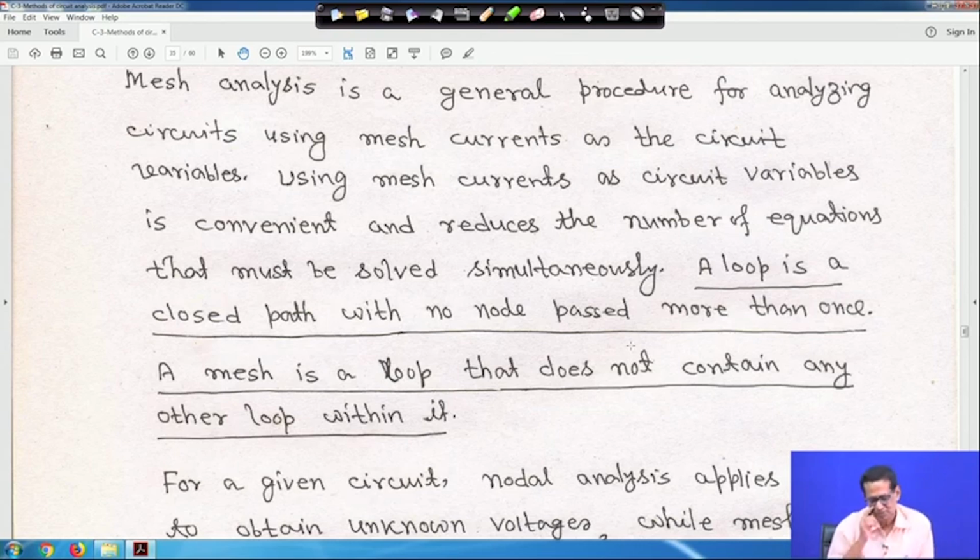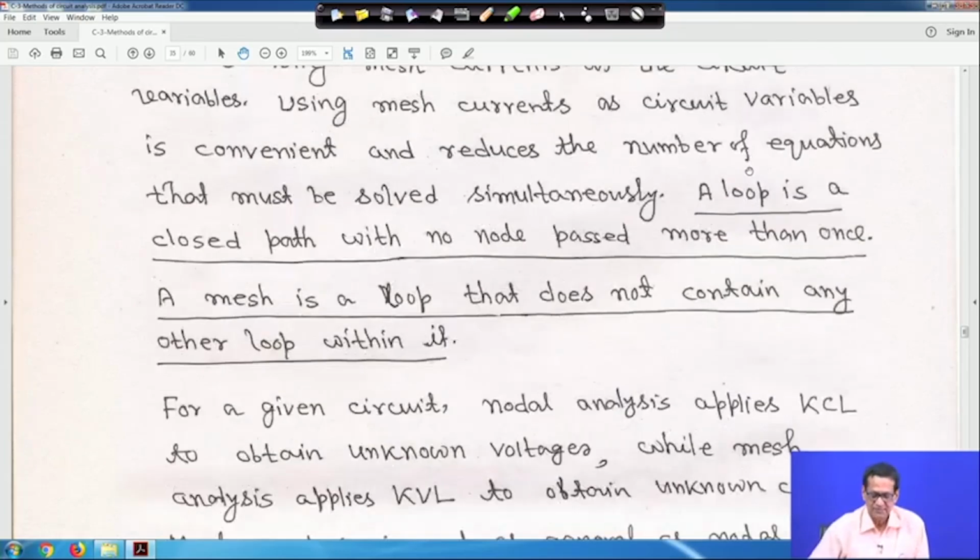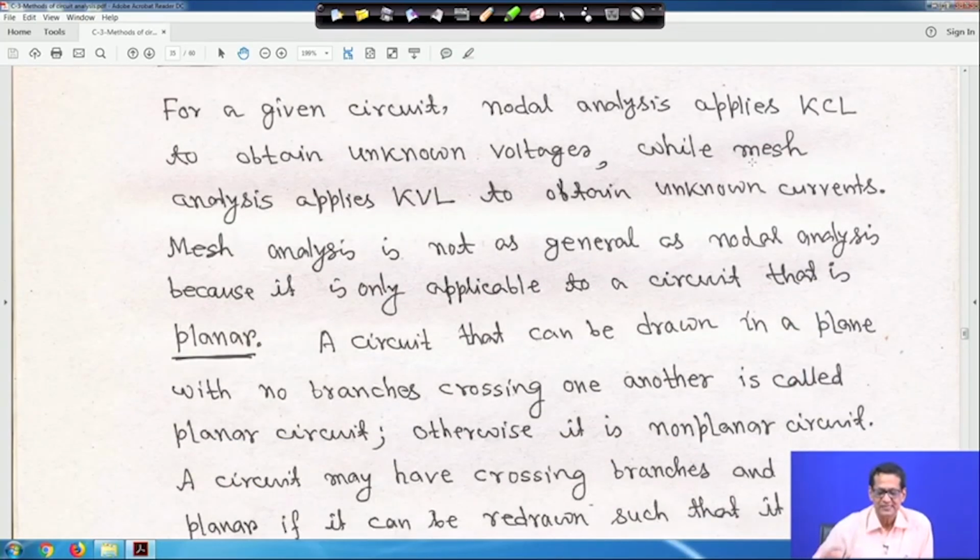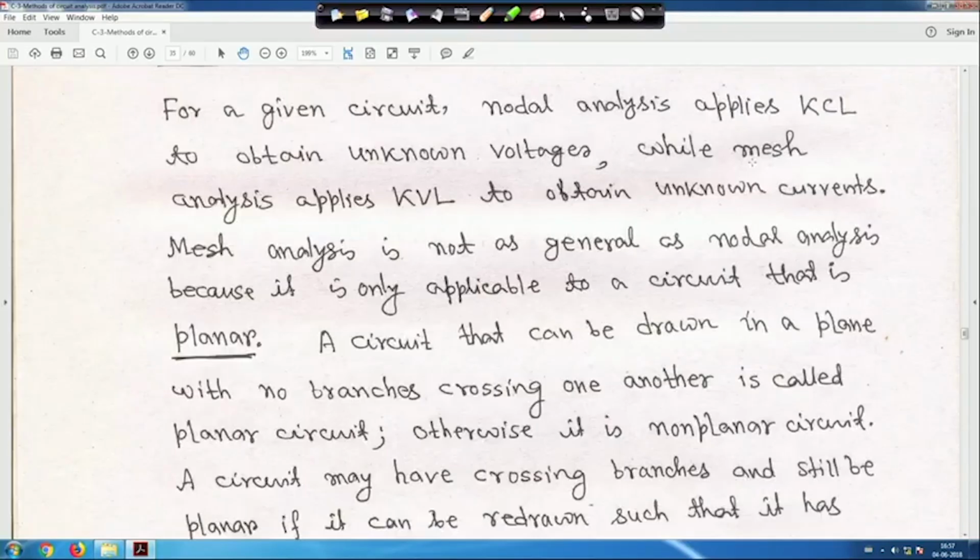So, that is why a loop is a closed path with no node passed more than once, and a mesh is a loop that does not contain any other loop within it, right. So, there is a slight difference between a loop and a mesh. So, this is mesh and this is loop, right. Let me clear it. For a given circuit, in nodal analysis we apply KCL to obtain unknown voltages, while mesh analysis applies KVL. Nodal analysis all through we have applied KCL; for mesh analysis we will use KVL to obtain the unknown currents.